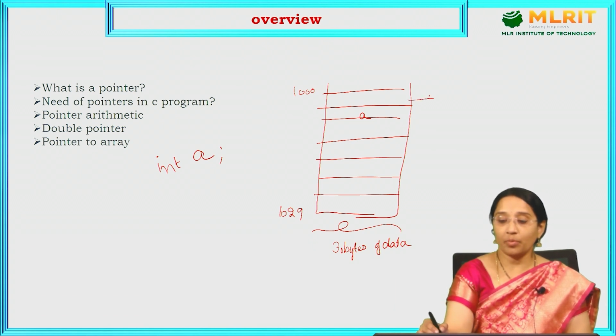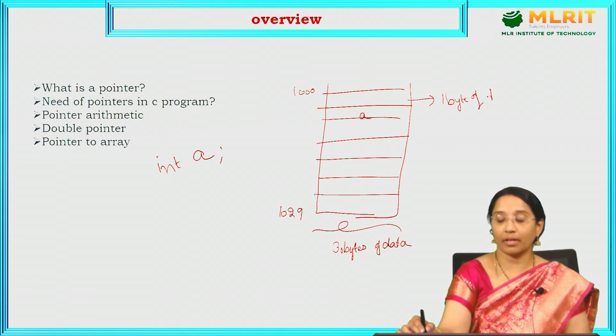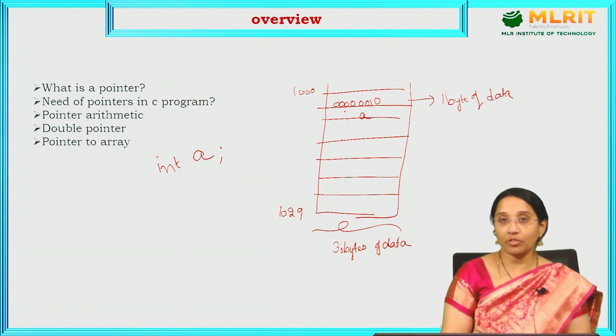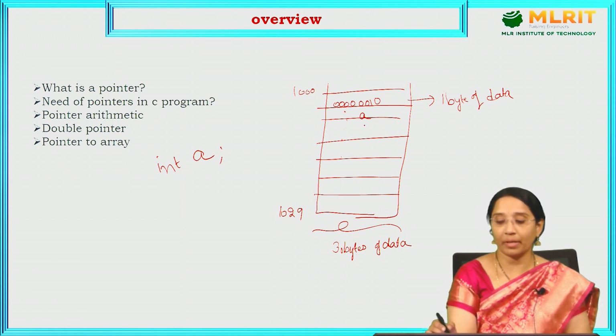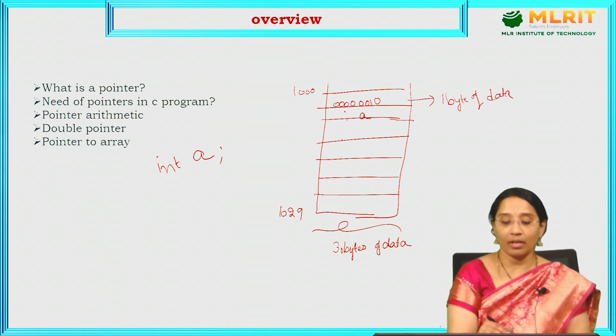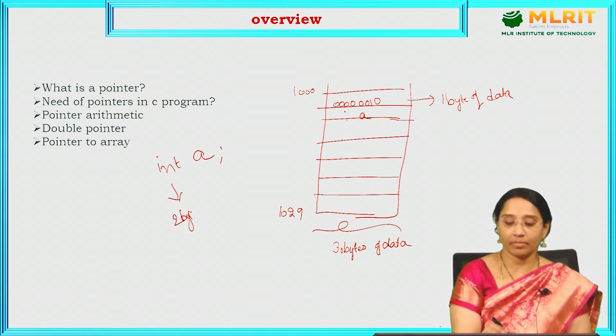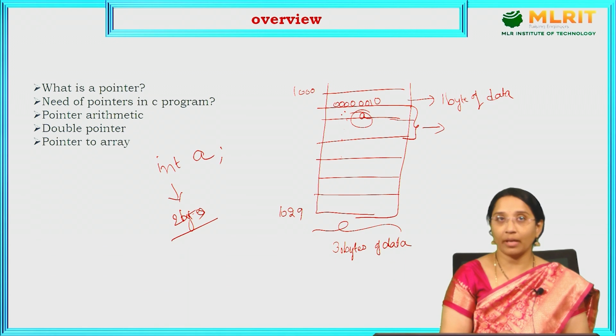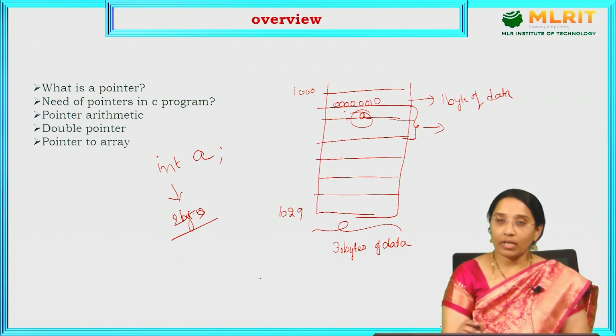And each block is capable of holding 1 byte of data. So 8 bits makes 1 byte. So each block is capable of holding 1 byte of data. So if I want to store this variable A in this block of memory, how many bytes will the computer reserve? If integer takes 2 bytes, it will reserve these 2 blocks for this variable A. So what is a pointer variable?